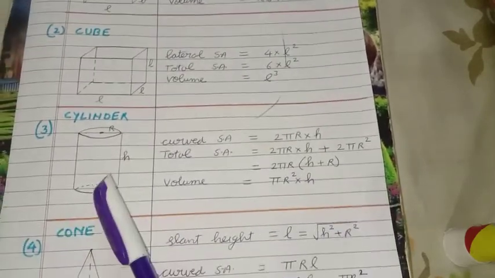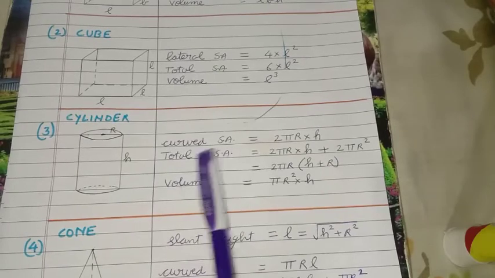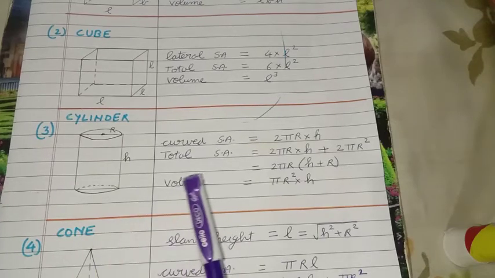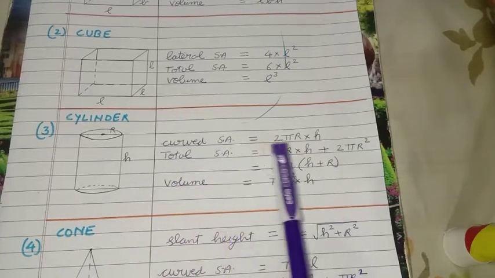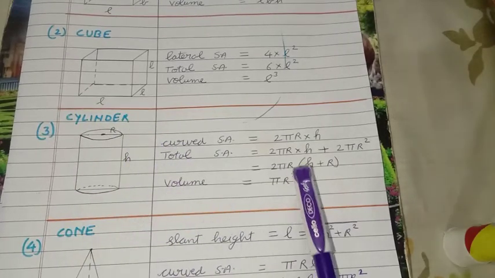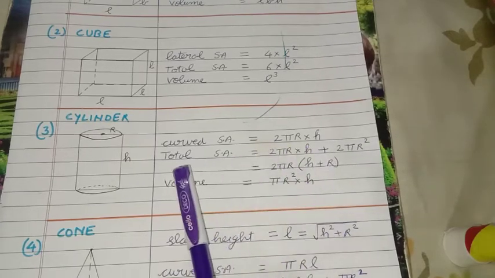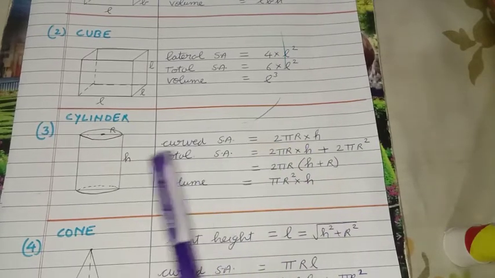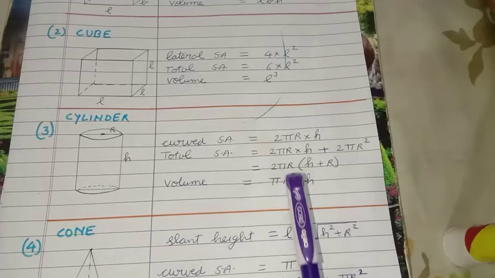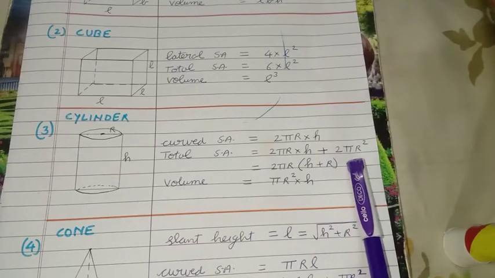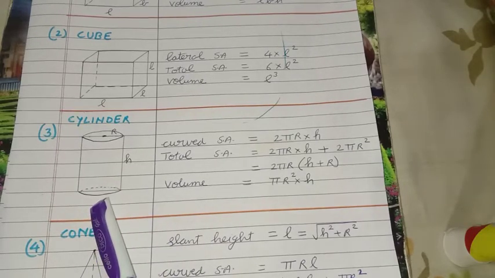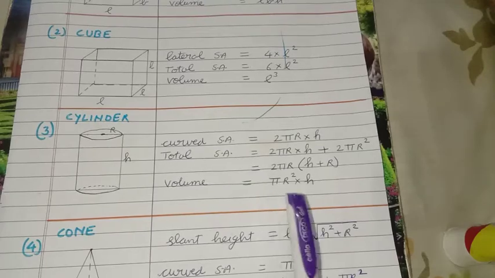Okay, then for cylinder, the curved surface area, I taught you, if I cut it over here vertically and I open it, then it becomes a rectangle. So curved surface area is its circumference into its height, that is length into breadth. So 2 pi r into h. The total surface area will be this curved surface area plus top and the bottom. Okay, so it is 2 pi r h plus 2 times pi r square. Finally the volume is base area. The base is a circle, so base is pi r square into height.